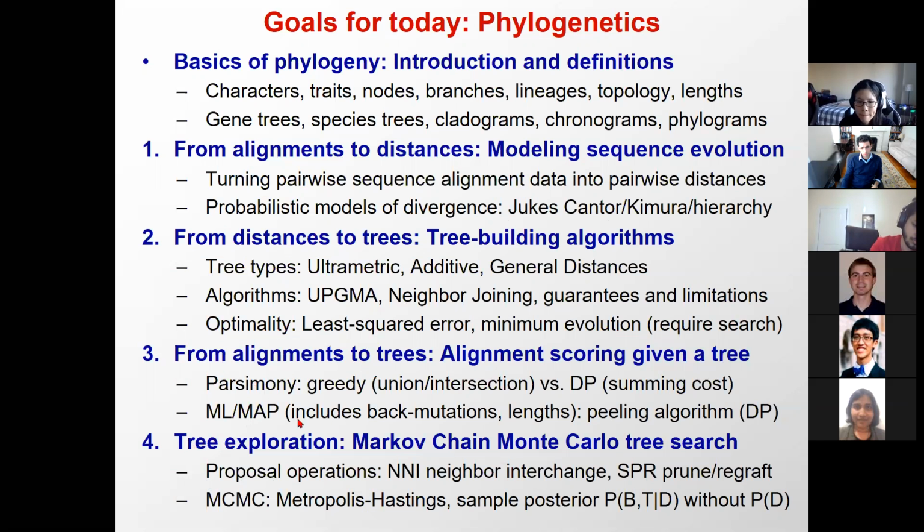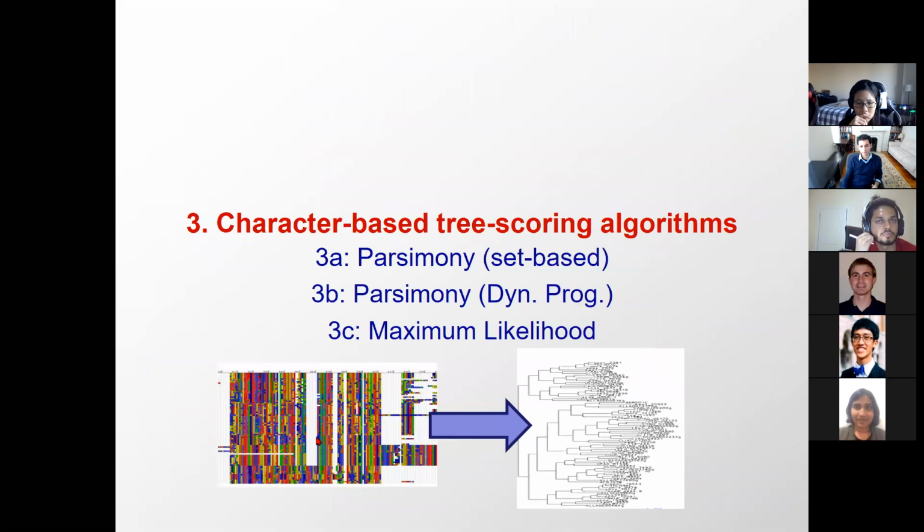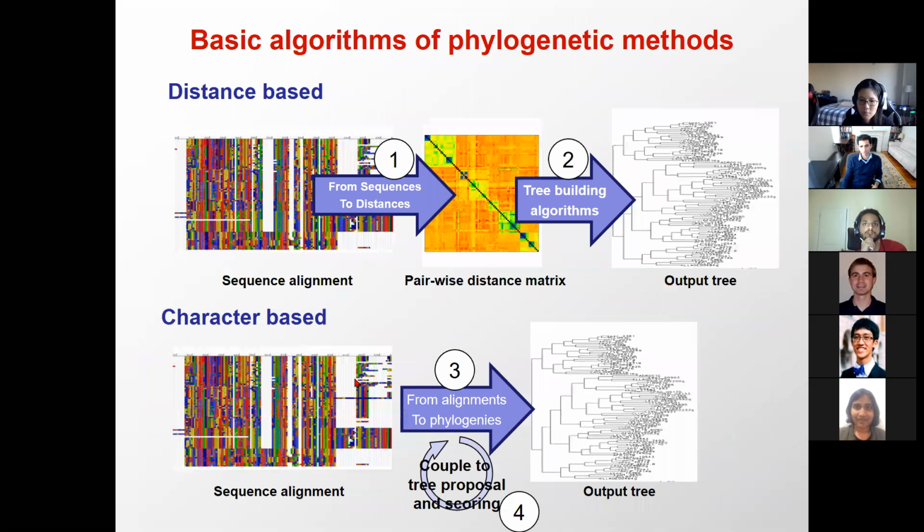Now let's turn to how we directly infer trees from alignments, and namely, how we score an alignment given the tree. So we're now going from alignments directly to trees without passing through this intermediate of distances. So we're going to look at a parsimony method, which is set-based, a parsimony method using dynamic programming, and a maximum likelihood method for evaluating the goodness of a tree given an alignment. So again, instead of going first to distances and then to trees, we're now going from alignment directly to phylogenies by coupling them, as we're going to see in section 4, to tree proposal and searching.